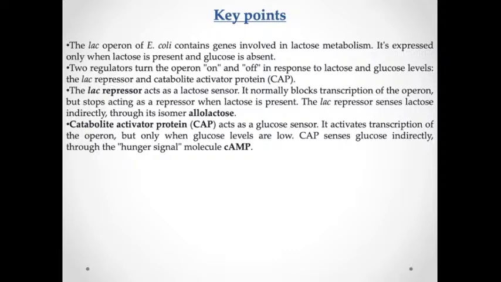Two regulators turn the operon on and off in response to lactose and glucose levels: the Lac repressor and the catabolite activator protein. The Lac repressor acts as a lactose sensor. It normally blocks the transcription of the operon but stops acting as a repressor when lactose is present. It senses lactose indirectly through its isomer, allolactose. Whereas the catabolite activator protein, CAP, acts as a glucose sensor. It activates transcription of the operon, but only when glucose levels are low. So CAP senses glucose indirectly through the hunger signal molecule cAMP.